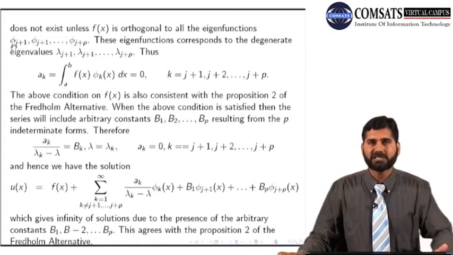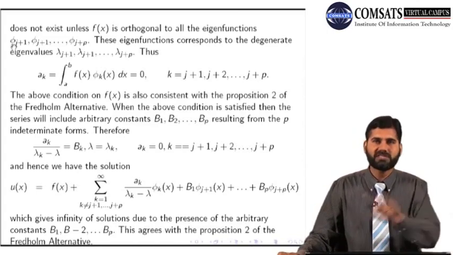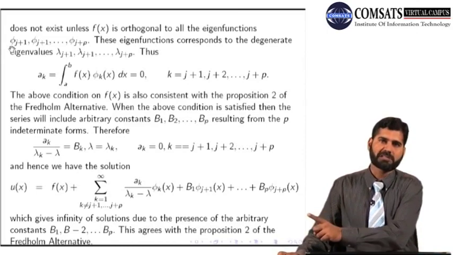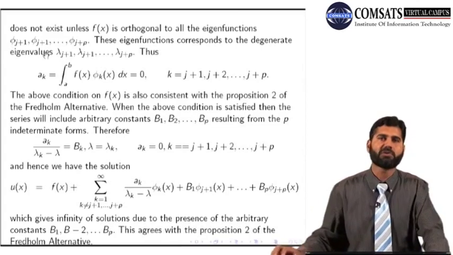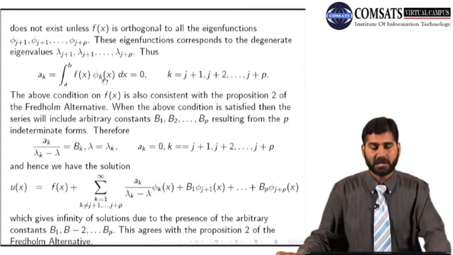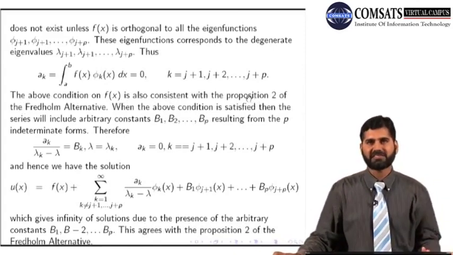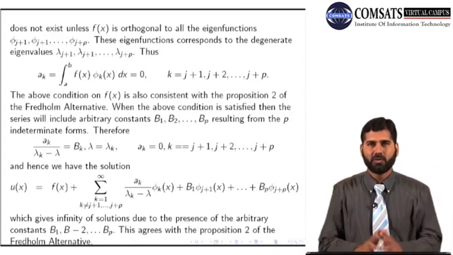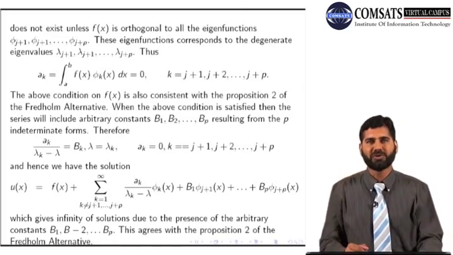So you have eigenfunctions from j+1 up to j+p. If lambda_{j+1} is an eigenvalue with degeneracy p, then of course you will have all these eigenfunctions from j+1 up to j+p. So your f(x) should be orthogonal to all those degenerate eigenfunctions. The above condition is also consistent with proposition 2. In proposition 2, we studied that your f(x) has to be orthogonal to your eigenfunctions.